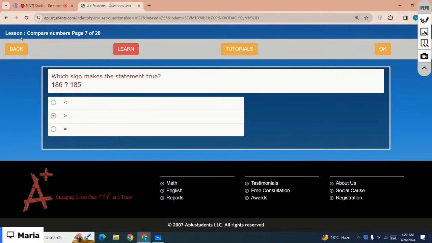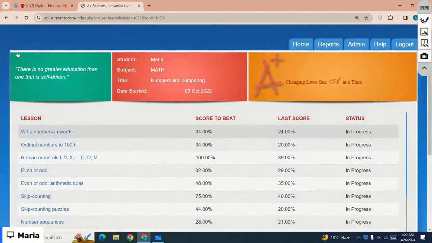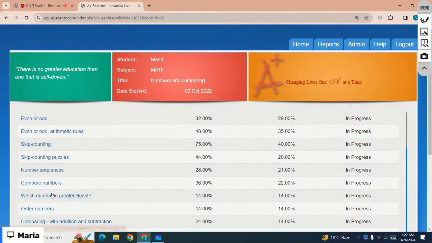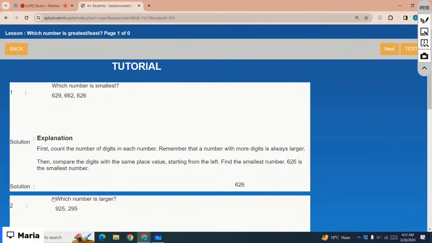Okay, you can complete the lesson by yourself later today. Let me just move on to the next lesson. And the next lesson is which number is greatest or least. Which number is smallest? You are given three numbers, 629, 662, and 626. You have to find the smallest one, right?